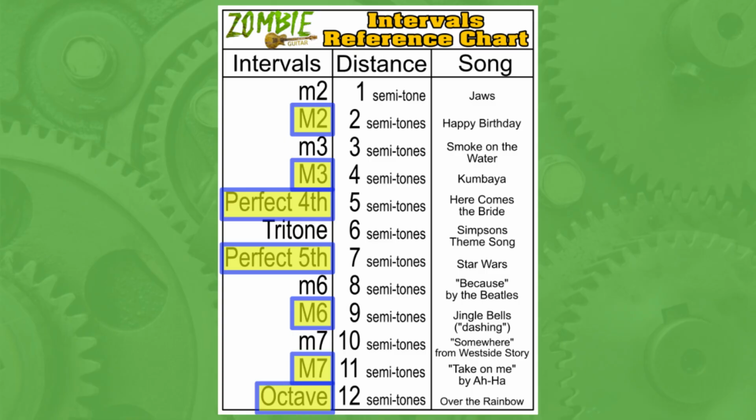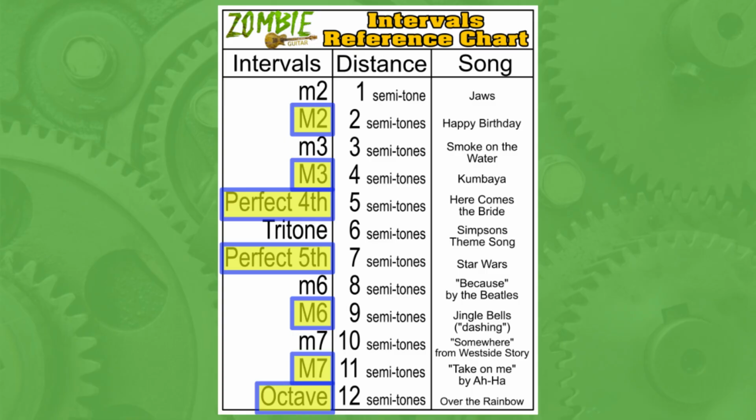If this is our starting note right here, think of Happy Birthday. That's the sound of a major second. Think of Kumbaya. That's the sound of a major third. So that's the major third right there. Here Comes the Bride is the sound of a perfect fourth. Perfect fifth, that makes the sound of Star Wars.